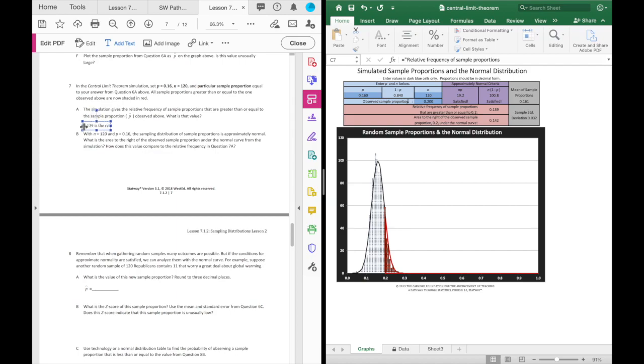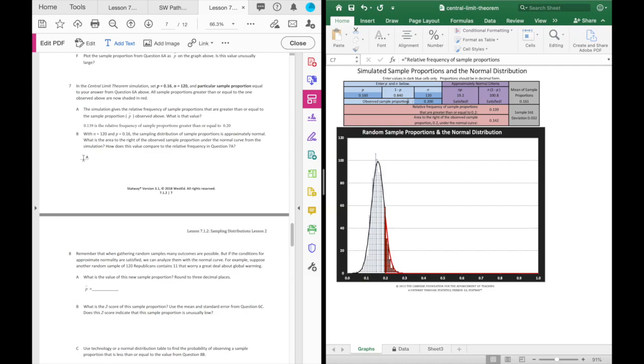0.139 is the relative frequency of sample proportions greater than or equal to 0.20.